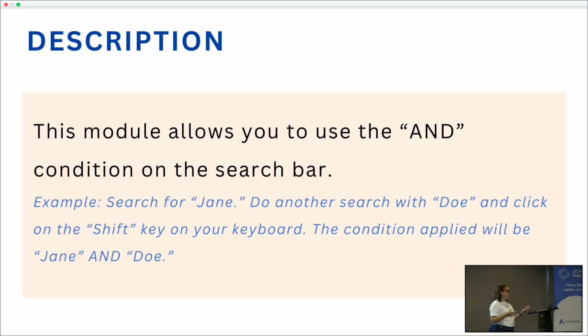So with this module, you just have to use the shift key to do your search, enter or shift click, and it will transform the or into an and condition. It's really useful. I don't know how anybody can work without this module. When I arrived at OCA, they didn't have it. The first thing I asked, can we have this module, please?